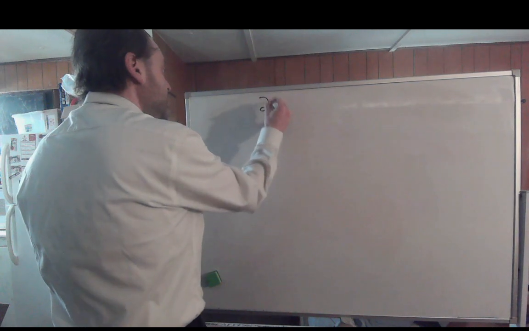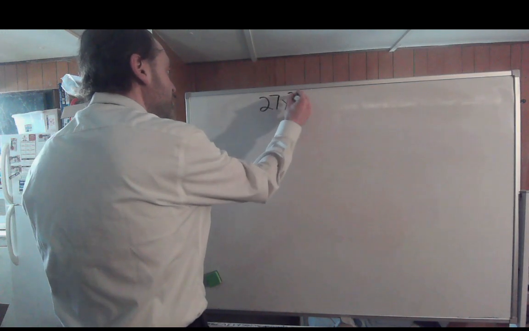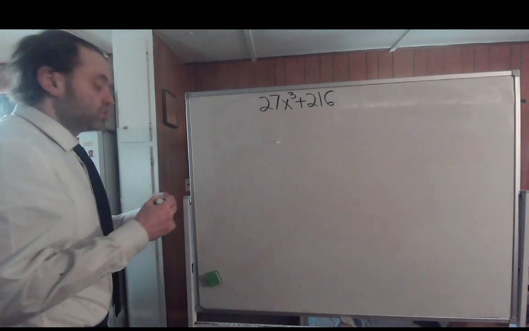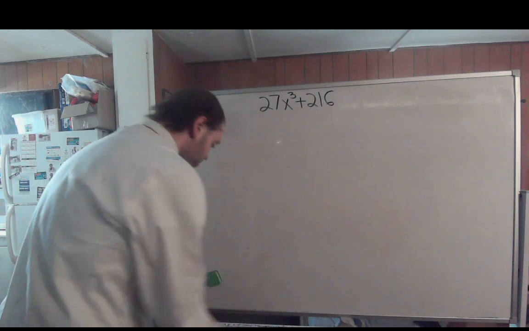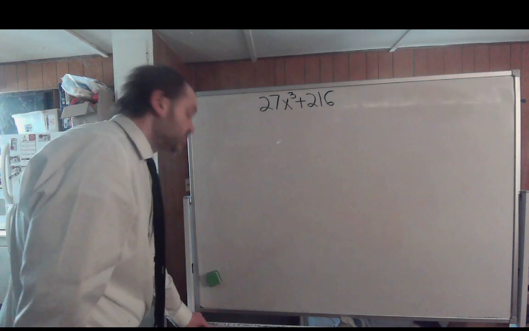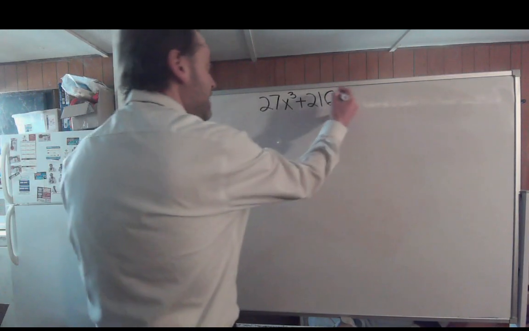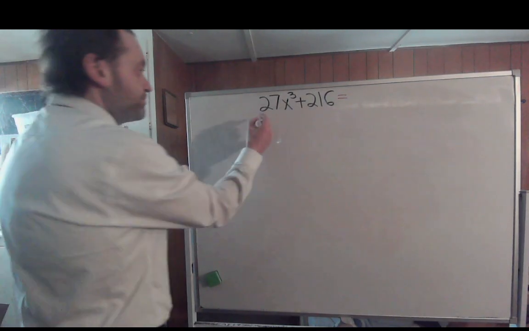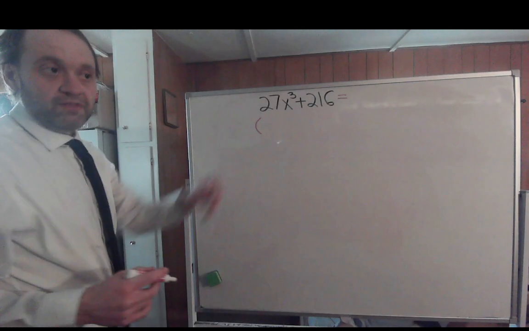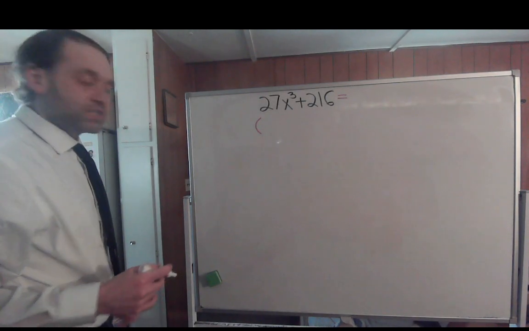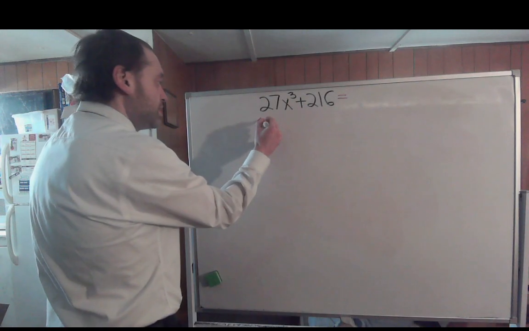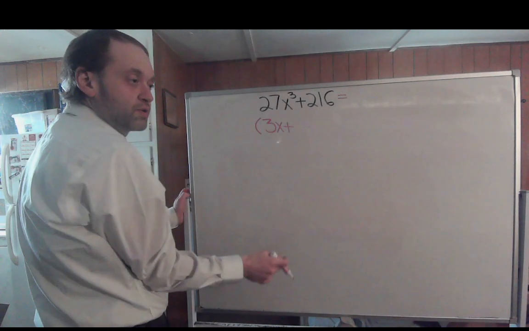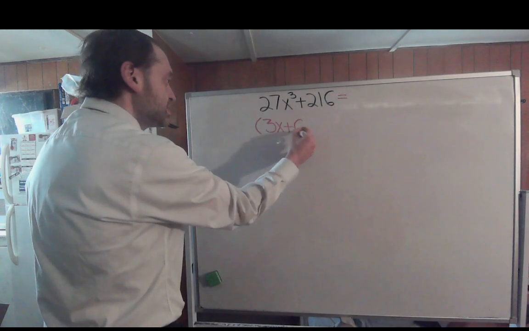So we have 27x to the third plus 216. So we have been given 27x to the third plus 216. Well, let's start out with our linear factor. What is the cube root of 27x cubed? That's going to be nothing more than 3x plus what's the cube root of 216? That'd be 6.